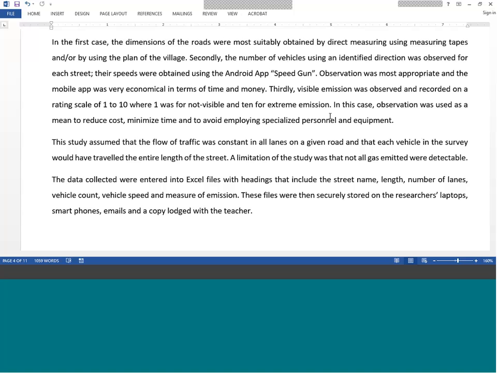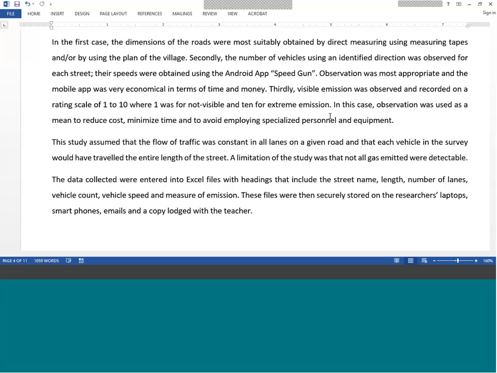Thirdly, the visible emission was observed and recorded on a scale of 1 to 10, where 1 was if you observed no emission whatsoever, 10 was for extreme thick black smoke coming from the vehicle. In this case, observation was used as a way to reduce cost, minimize time, and to avoid employing specialized personnel and equipment. The study assumed, and here is where it is important, that the student should mention any assumptions which were made and any limitations.